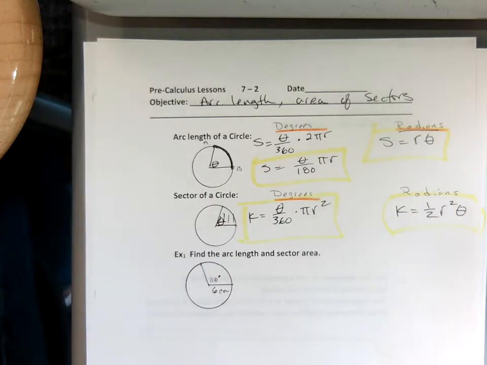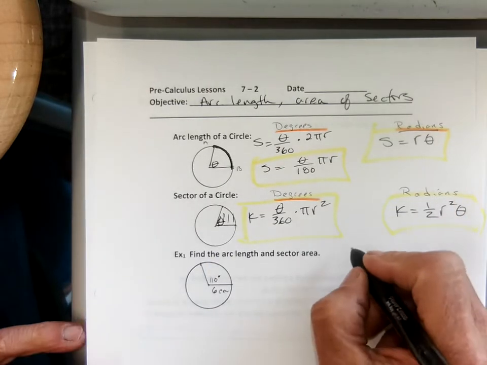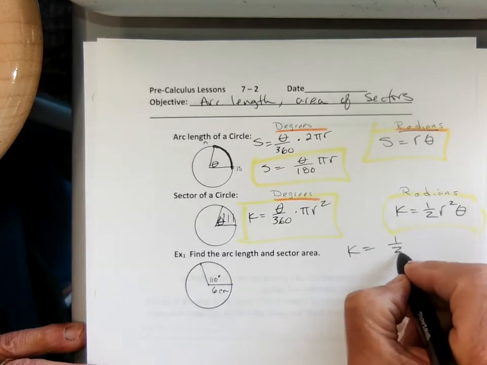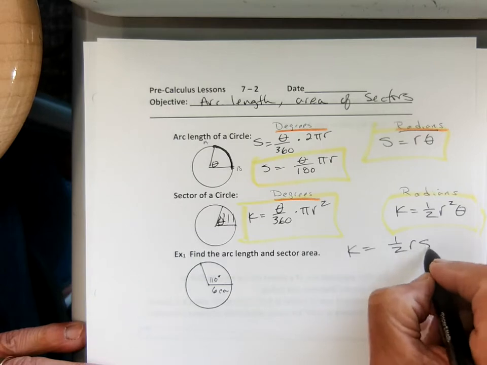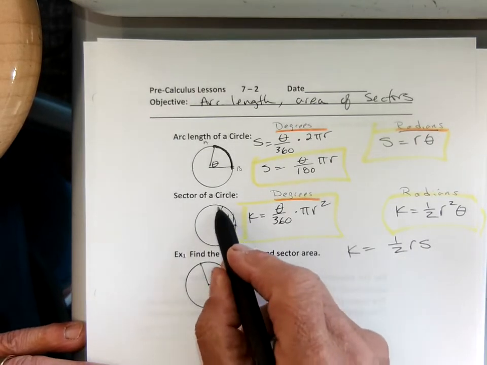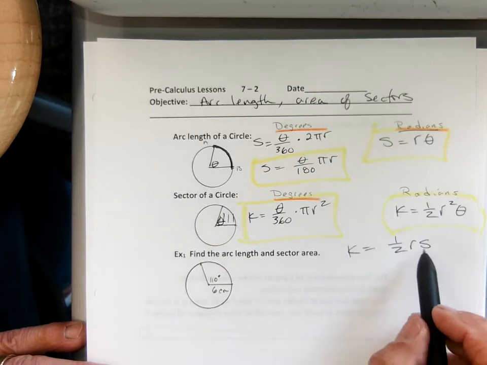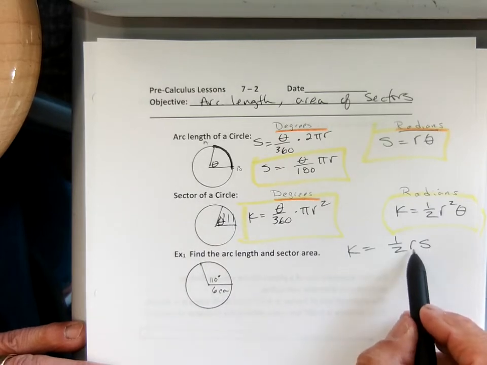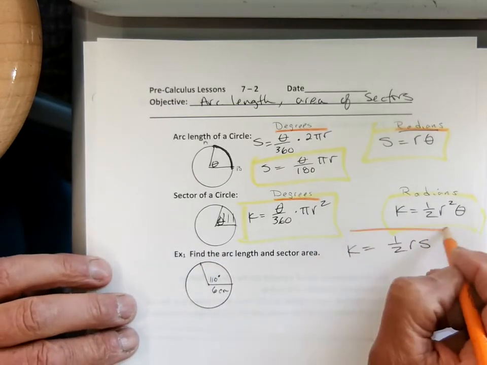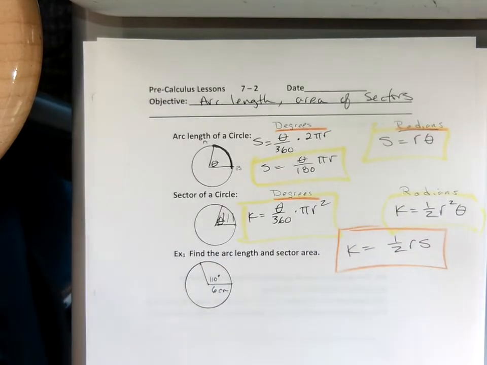Now there's one more formula, and that is sometimes you can see this one, K, which is the area, is equal to 1/2 r times S. If you know the arc length and the radius, because they're all related, all three, the arc length and the radius and the angle, you can also find the area of the sector, okay? Now, let's go ahead and use this, okay?